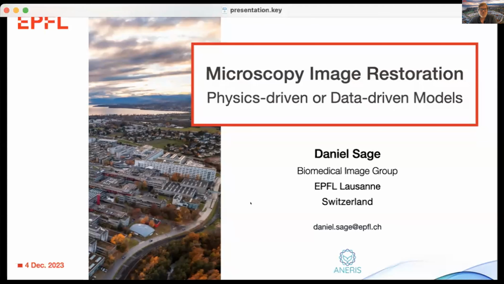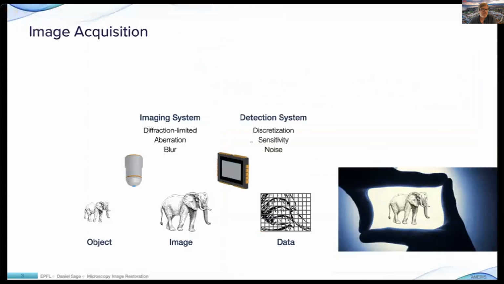Before speaking about image restoration, I would like to focus on image acquisition and think about what we do in image acquisition. When we have an object, we use an imaging system, let's say a lens, to provide an image, and then we have a detection system. It could be a camera to obtain data or digital images. And the question is, how does the image reach your eyes or the screens?